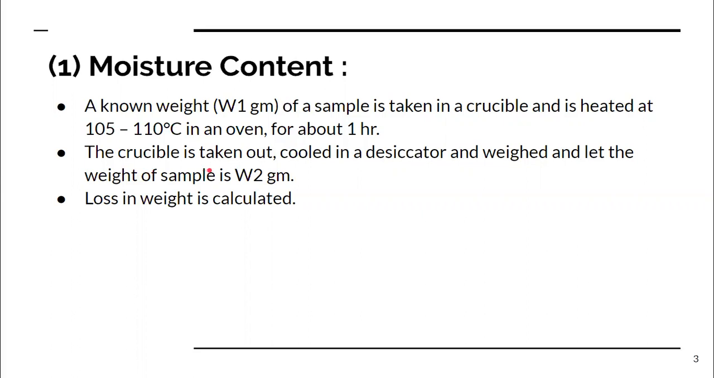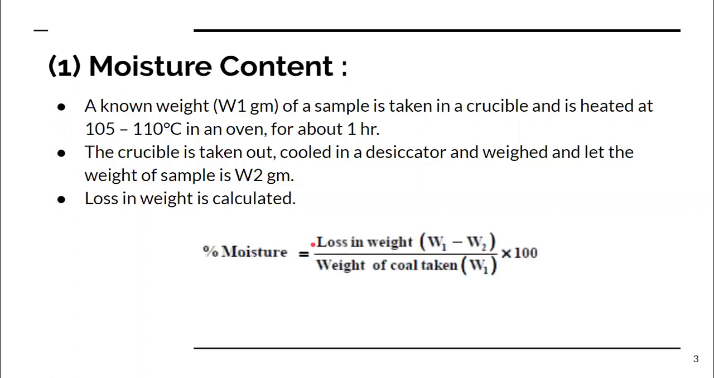Then the crucible is taken out, cooled in a desiccator, and weighed, and let the weight of the sample be W2 gram. That is, after removal of the moisture content, the weight of the sample left is W2 gram. The loss in weight, that is W1 minus W2, will give the amount of moisture content. So percentage moisture is W1 minus W2 divided by the initial weight of the coal sample taken, that is W1, multiplied by 100.